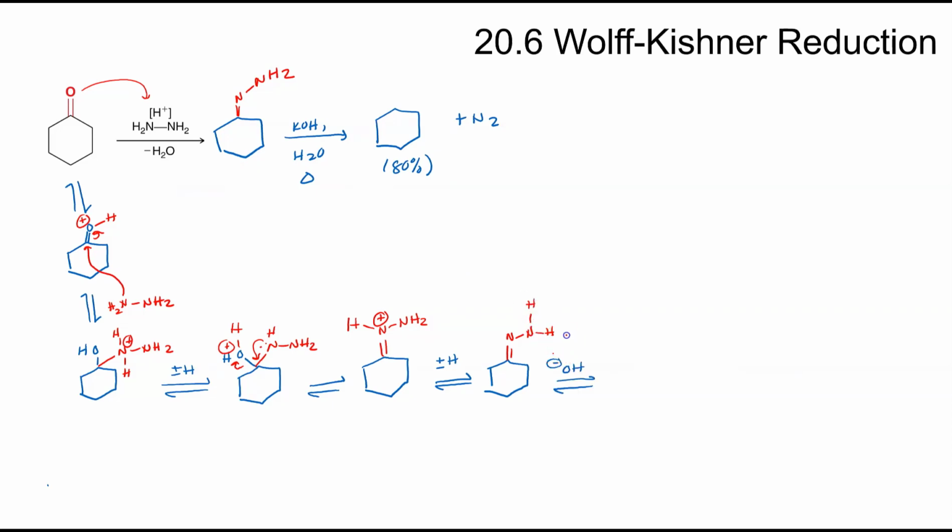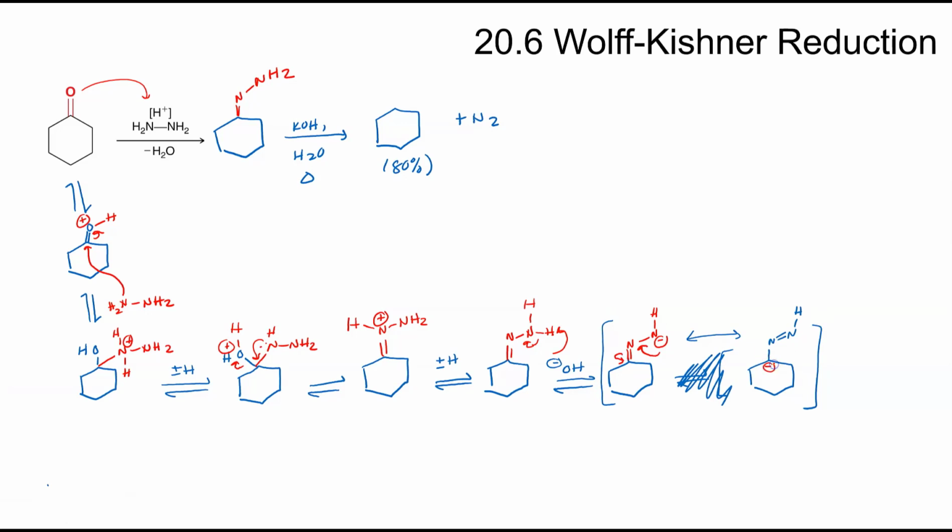We add KOH to this. That grabs a proton, and those electrons go onto the nitrogen. So these electrons will go in here, and those electrons go onto that carbon. So these structures are in resonance with each other, where there's a minus charge here that can pick up a proton from water.